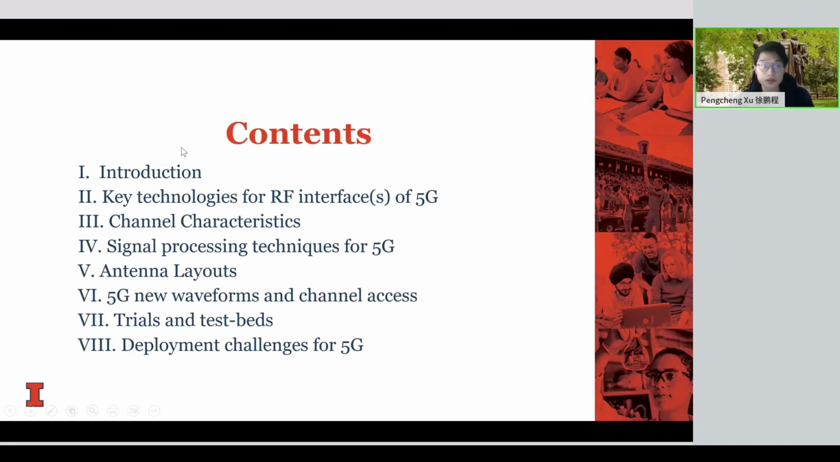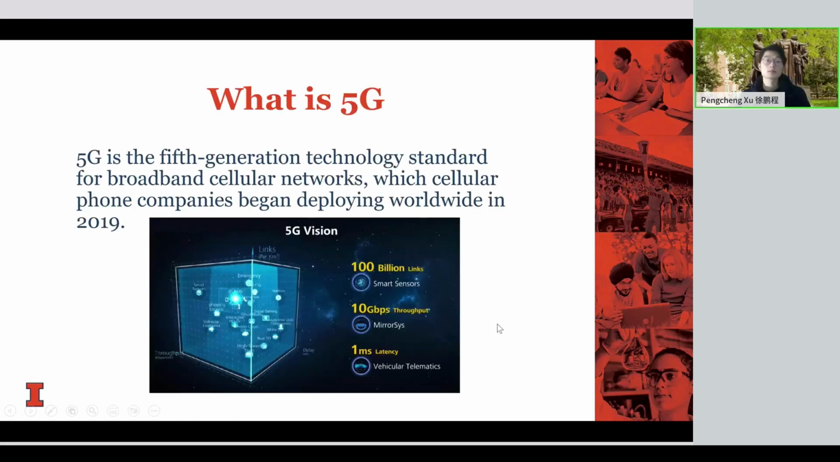So we are going to introduce three parts: introduction, key technologies for the RF interface for 5G, and then trials and test beds and deployment challenges. First we'll answer the question, what is 5G?